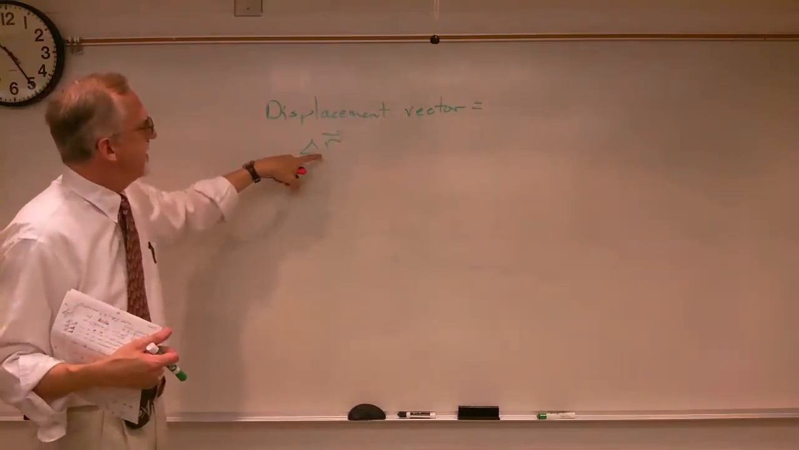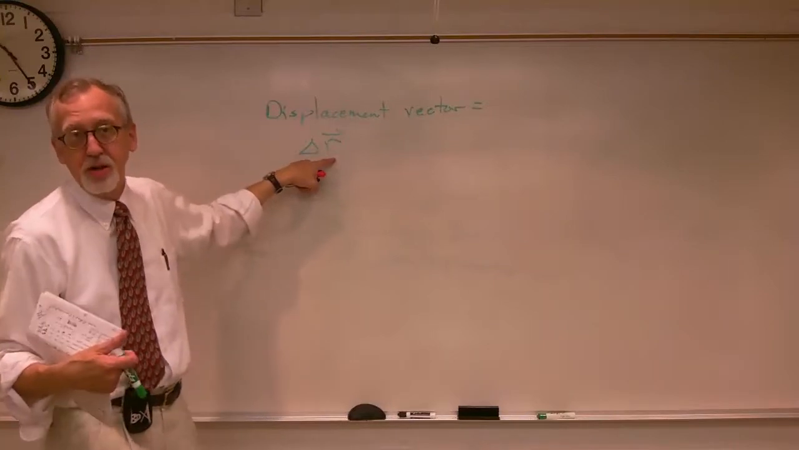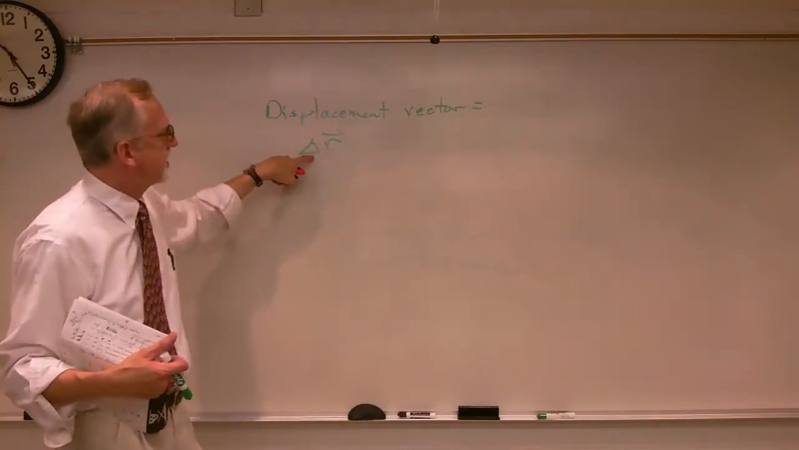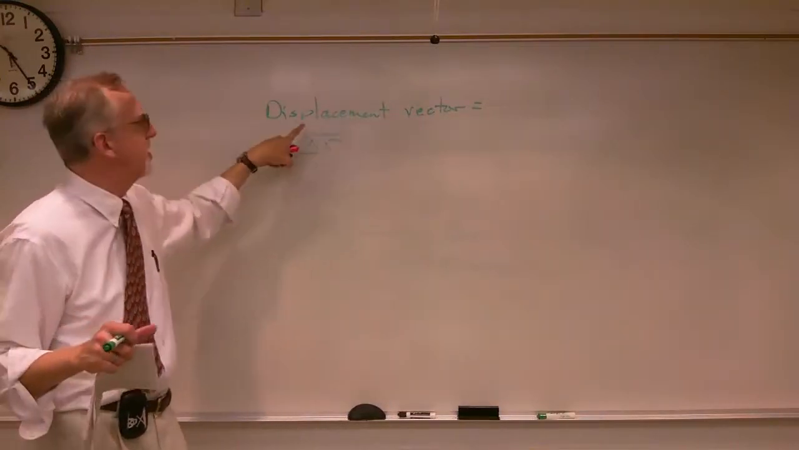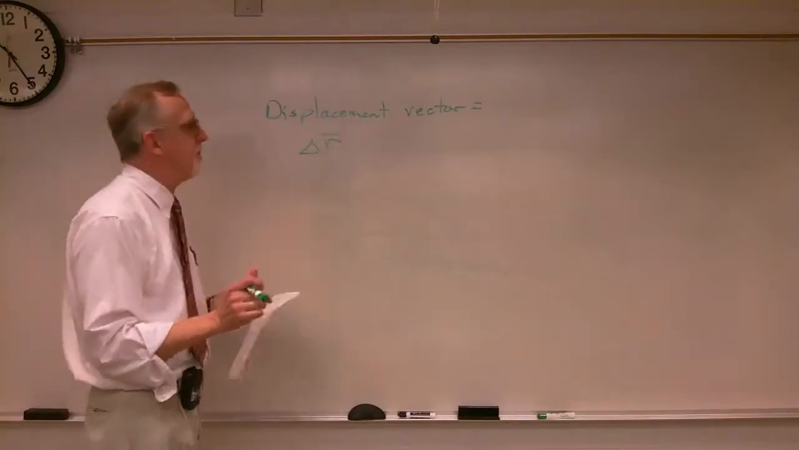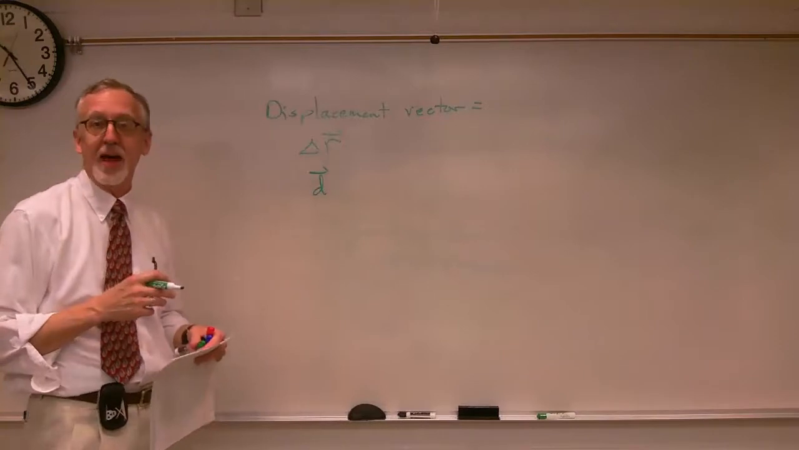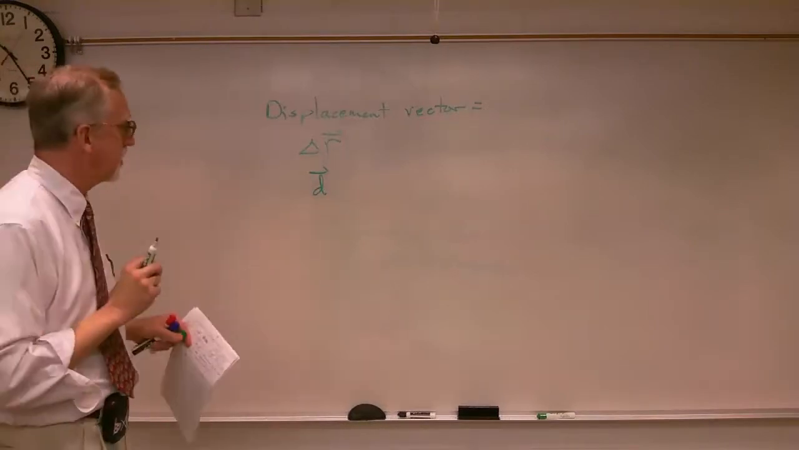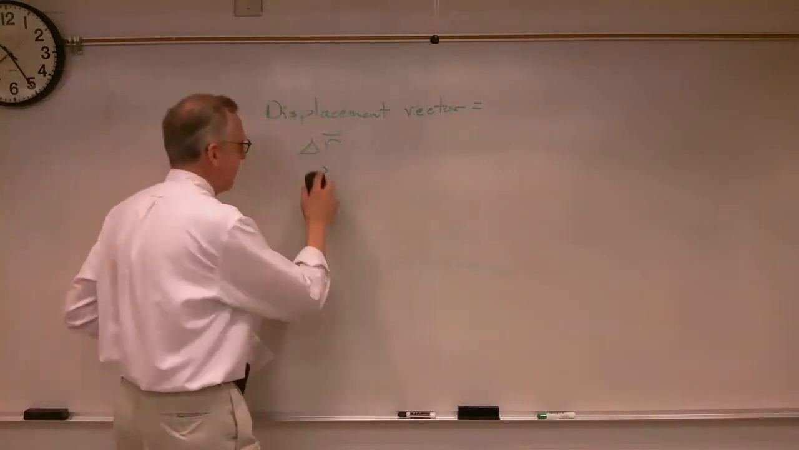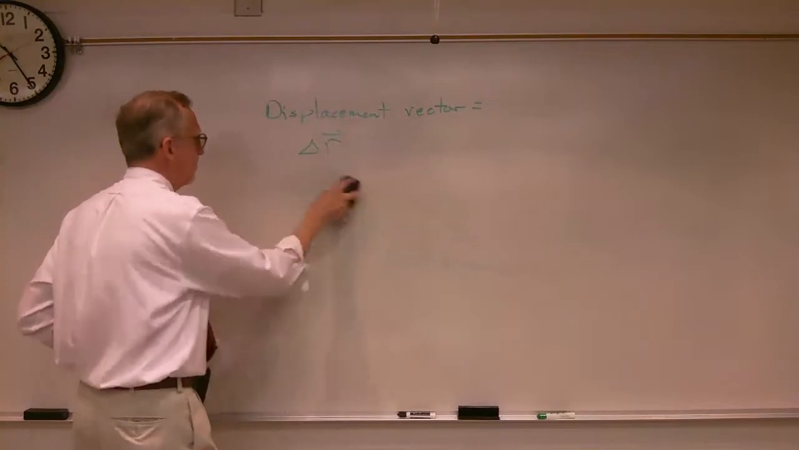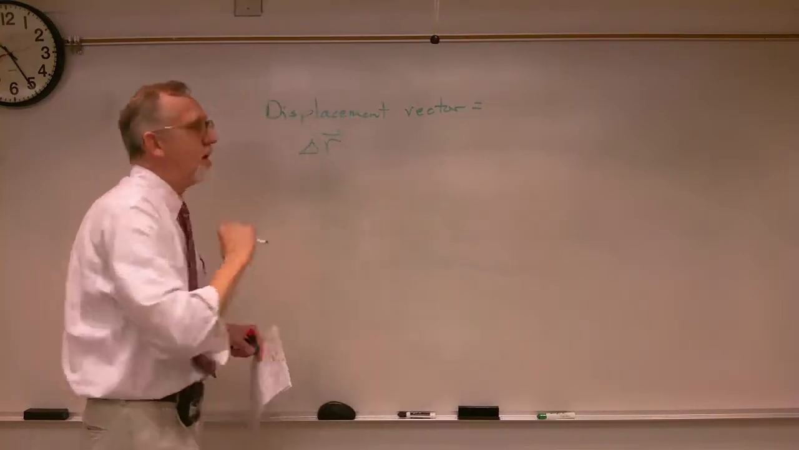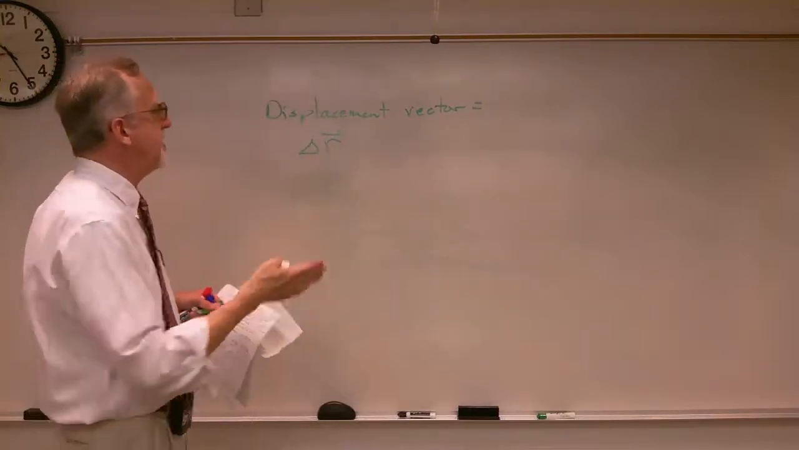Now, don't think that this is some kind of multiplication here. Delta r, or delta times r. It's not. This is a different symbol, a new symbol. We might just as well call this d vector or something like that. Delta r is a single quantity. Don't think of that as any kind of multiplication or something. Delta r is going to be the change in the position.